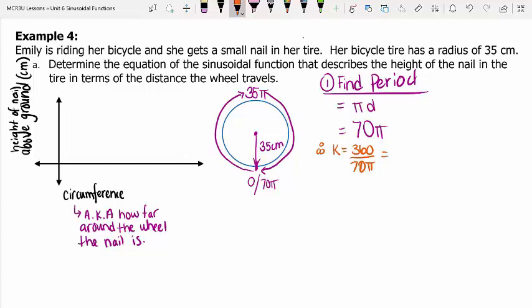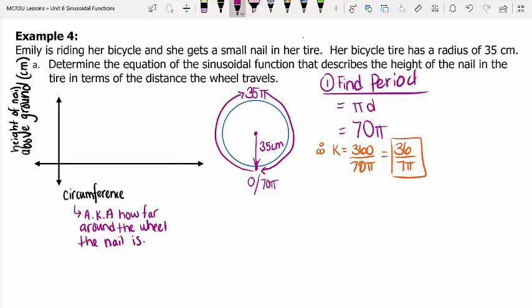Okay, now if we reduce this fraction, we get down to 36 over 7 pi. We divide both by 10. So we know our k value. But now to find the equation of the axis, which will help us to find the q value, and in order to find the amplitude, which will help us to find the a value, we need to start graphing this scenario. So let's go ahead and do that.